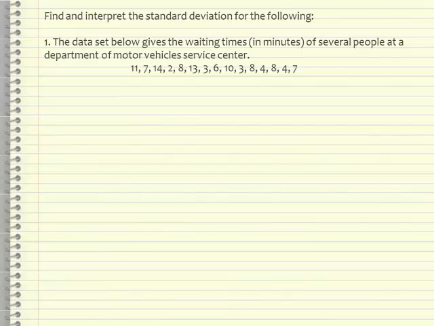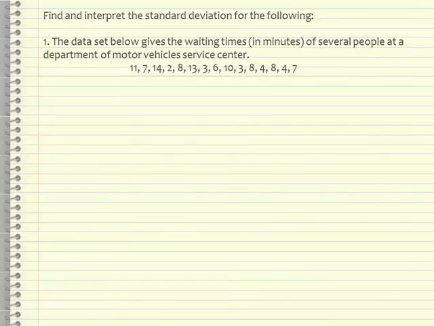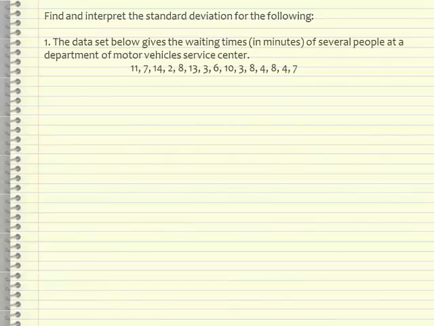Okay, so we have waiting time in minutes of several people at the DMV. So what we want to do first is very similar to finding the MAD. We want to find the average, X bar. So we add the numbers and divide by the number of numbers.